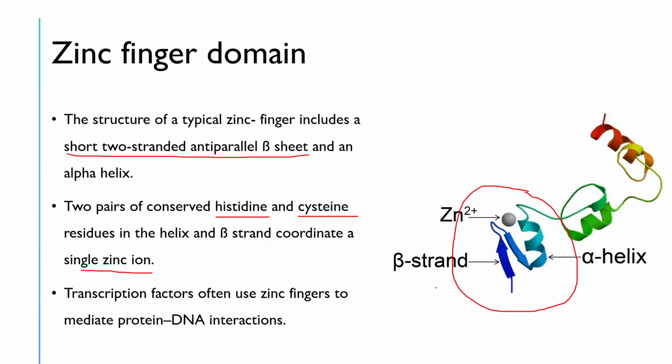If you face any questions like this, try to remember that the zinc ion is only used to hold the alpha helix and beta strand together, and the amino acids present in the alpha helix and beta strands interact with the DNA and do the work, not the zinc ion. So I think everyone is clear with the zinc finger domain. Let's move to our next question.